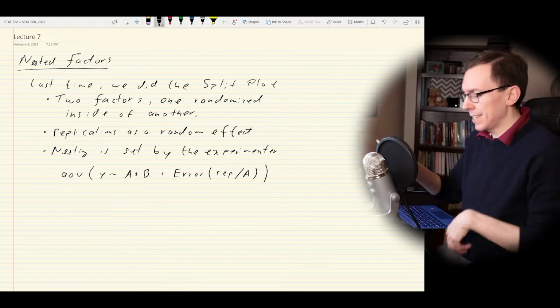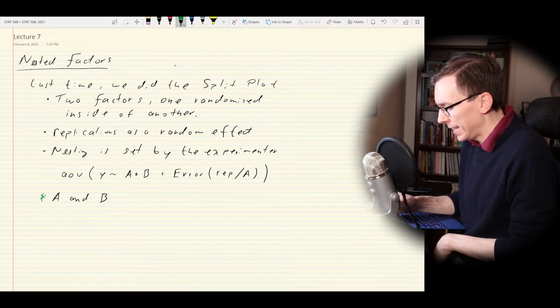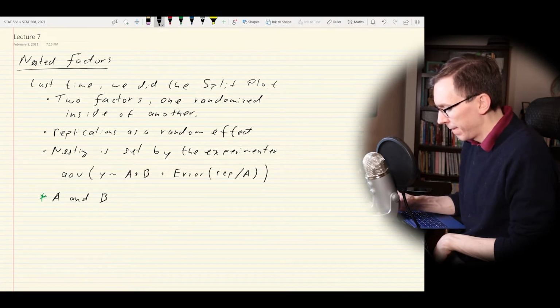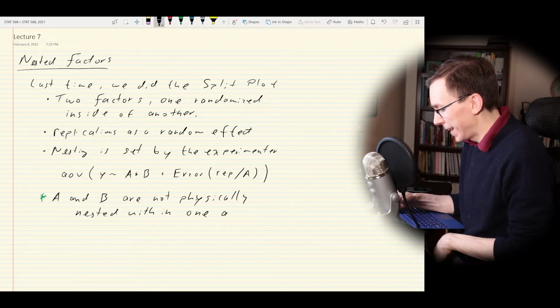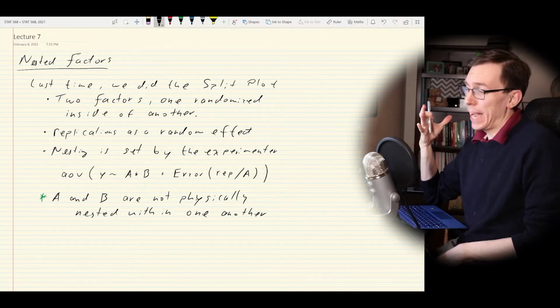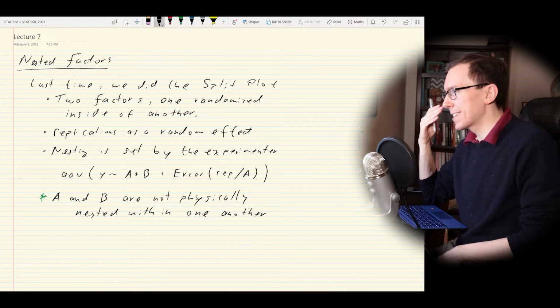But the idea is that A and B, and maybe I'll put a little star here because this is sort of a key thing to note, are not physically nested within one another. I guess what I'm saying is that B is not nested within A and A is not nested within B. It just so happens that for whatever reason, it's hard to change the levels of A and it's easier to change the levels of B.